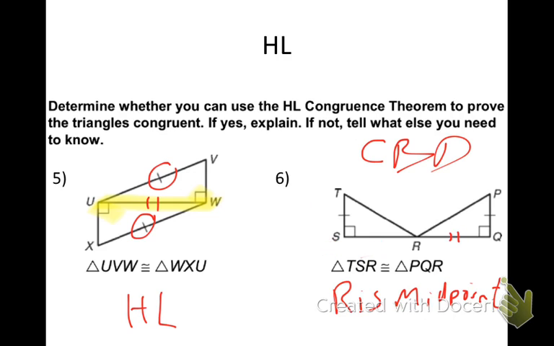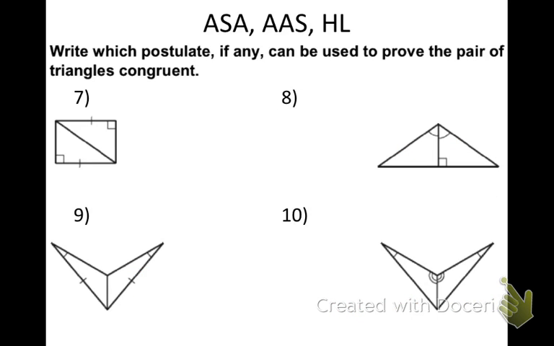How would I have to know that this is HL? I'd have to know that my hypotenuses are the same. If I know this information, now that would be HL. So recognize the differences between these different shortcuts. Take a couple seconds and try these 4 on your own. They're either going to be angle, side, angle, angle, angle, side, or HL, or cannot be determined.